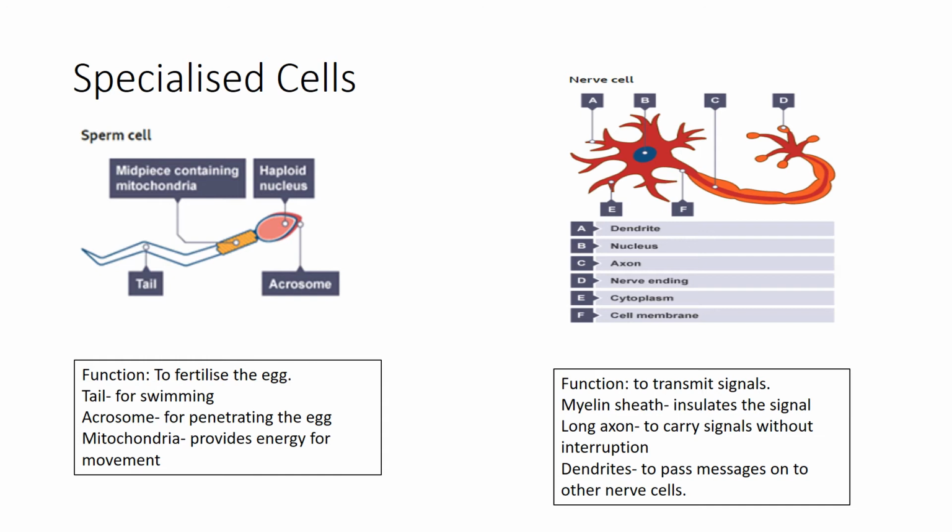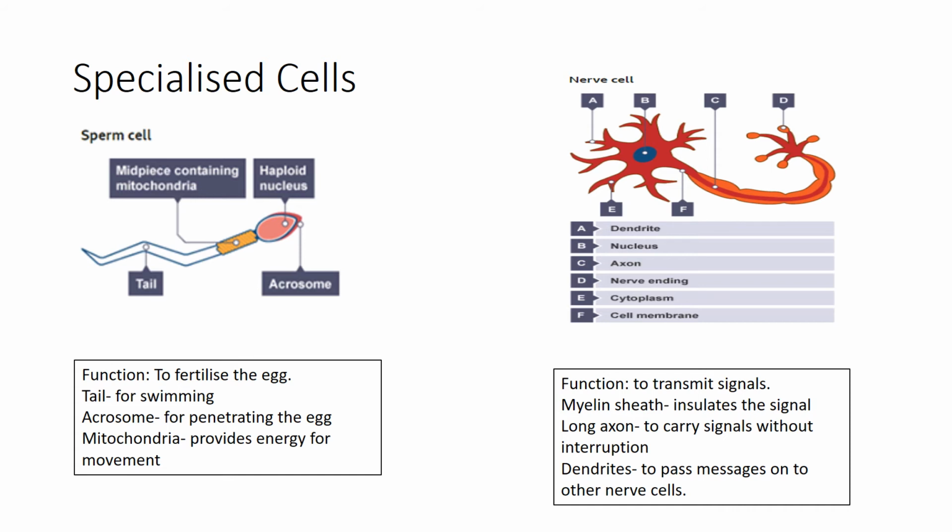Now, the nerve cell, which is our second specialized cell, its function is to transmit electrical signals. To this end, it has a very particular shape. Nerve cells are very long. That is so the electrical signal can pass down the cell uninterrupted. If nerve cells were small and there were lots of them going around your body, it would take the signal longer to travel because it would have to keep jumping from cell to cell. So the longer the cell, the faster it can travel.